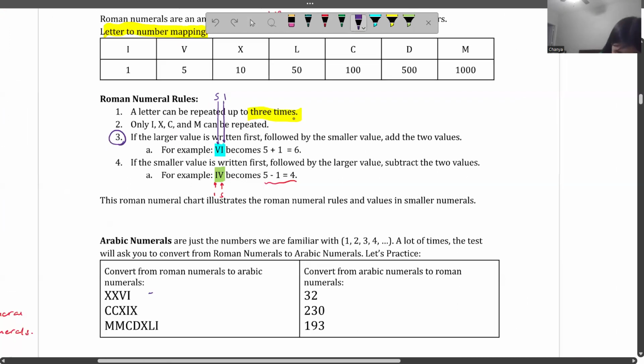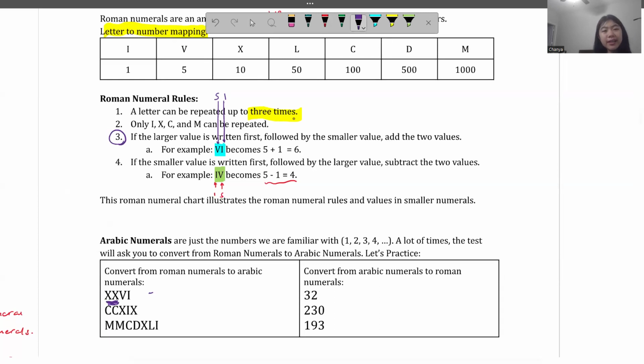Let's ask ourselves, what is this portion of the number? What is XX? Well, we know that X is 10, so 2 X's would mean 20. So you have 20 something, and then what's VI here? Well, V is the value for 5 and I is the value for 1. Since the greater value is written before the smaller value, you add the 2. So the ones digit would be 5 plus 1, which is 6. So this would just be 26.